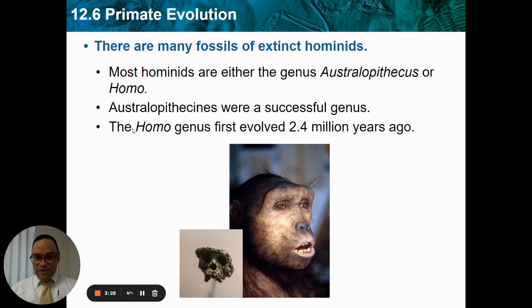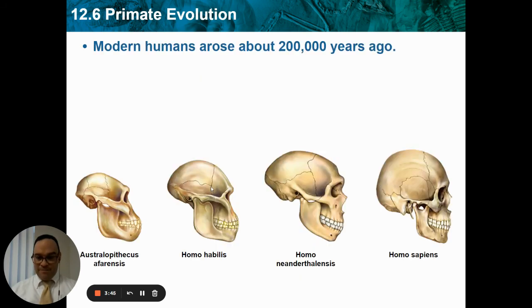And the genus Homo, which is our genus because we're Homo sapiens, Homo meaning man or same, depending on how it's being used, appeared 2.4 million years ago. So there were no hominids of any kind, no man-like organisms and dinosaurs on Earth at the same time.